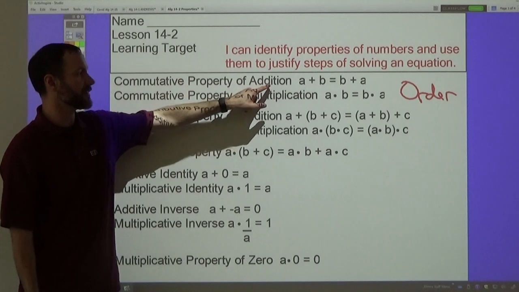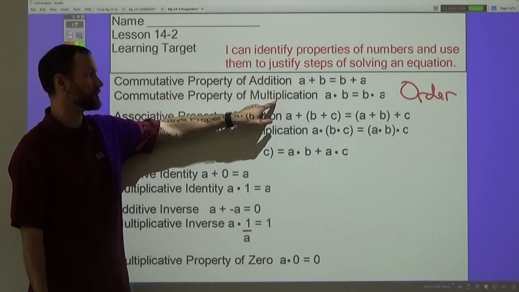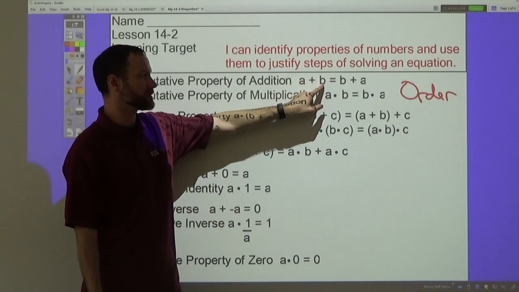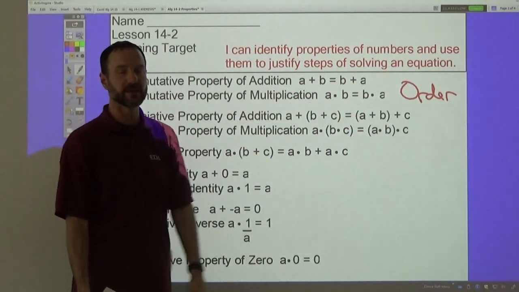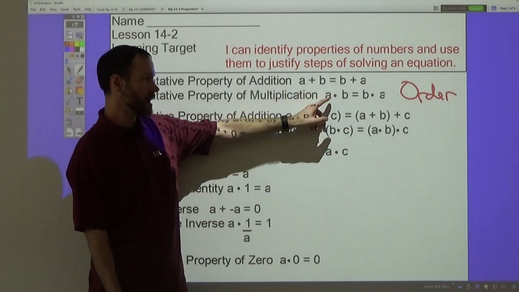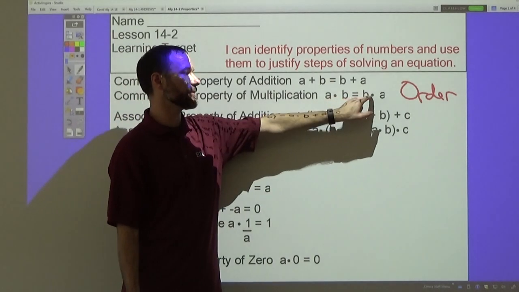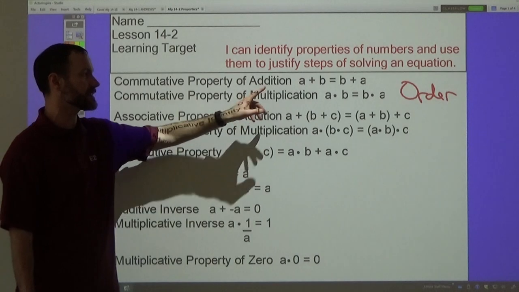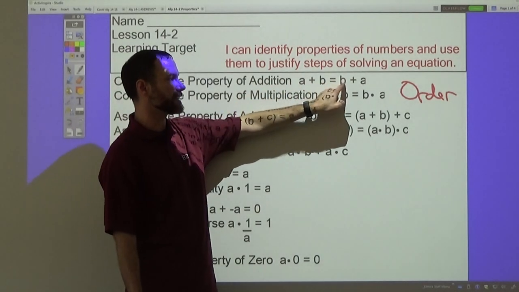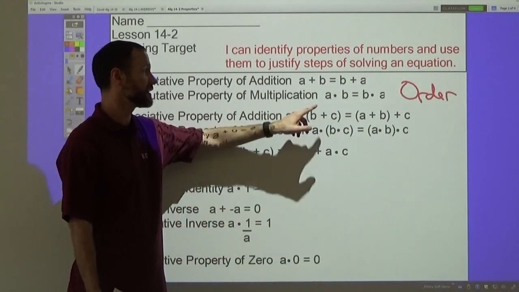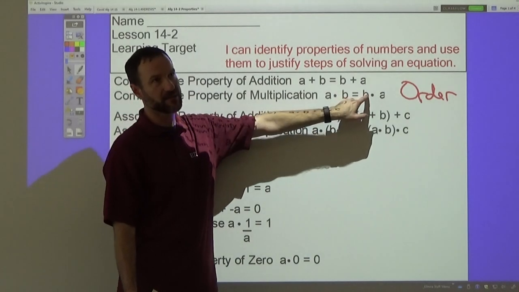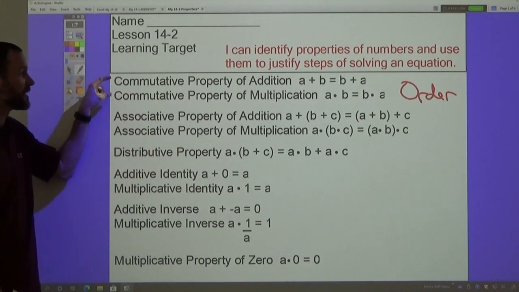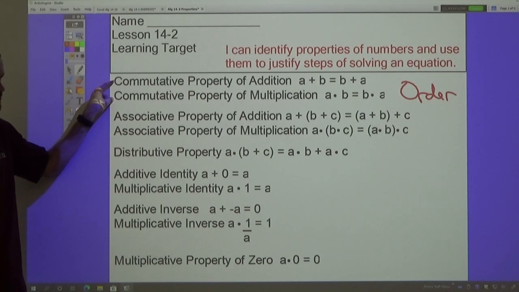Notice we have commutative of addition and commutative of multiplication. Commutative switches the order. A plus B is the same thing as B plus A. Or A times B is the same thing as B times A. If you really stop and think about that for a second, it makes sense. 5 plus 1 is the same thing as 1 plus 5. 2 times 3 is the same thing as 3 times 2. All we're doing is switching the order there. So commutative switches the order.